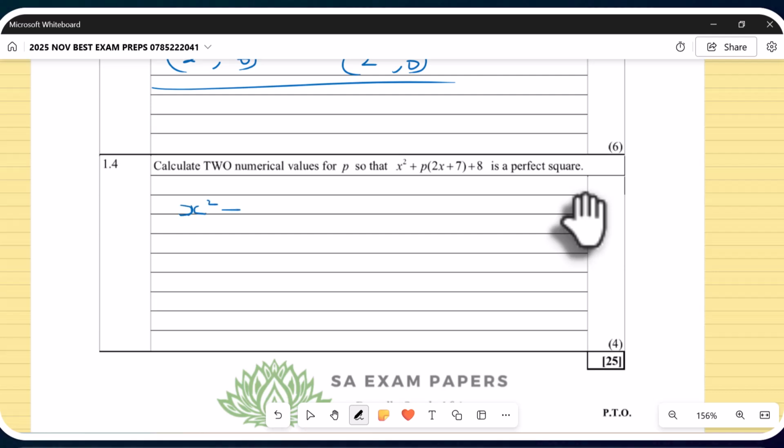So now I can say the factors: p minus 8 and p plus 1 equals 0, which means my p could be 8 or p equals negative 1 to get a perfect square. Okay, that is it there from Gauteng.